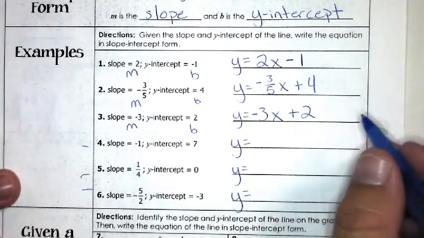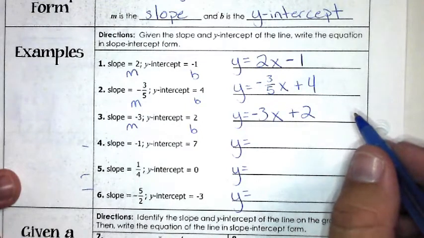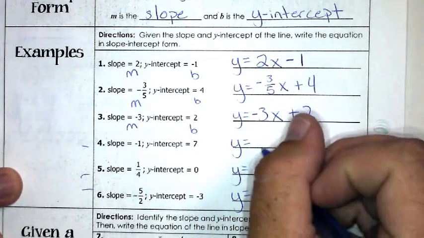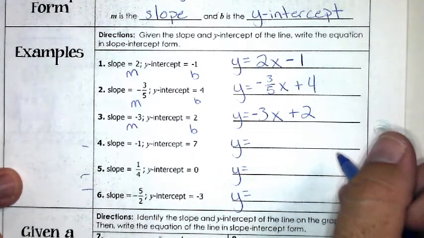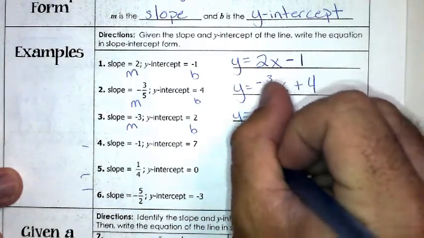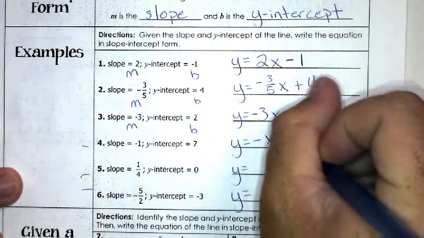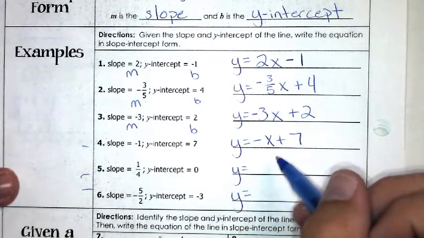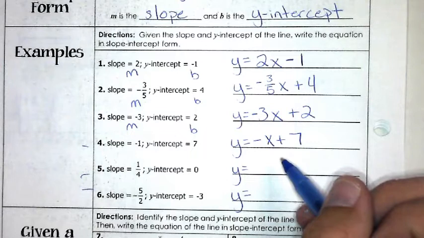Isabella? What's number 4? Y equals -x plus 7. Okay. It's -1x. Do we technically need the 1? I mean, you can, right?